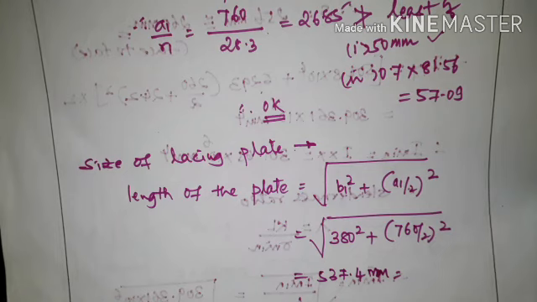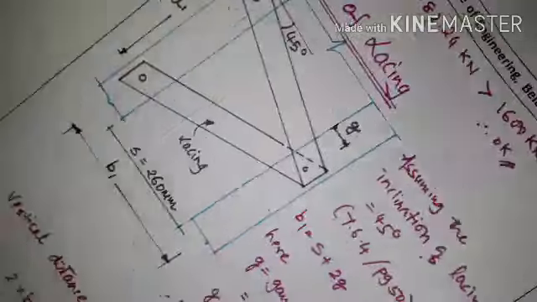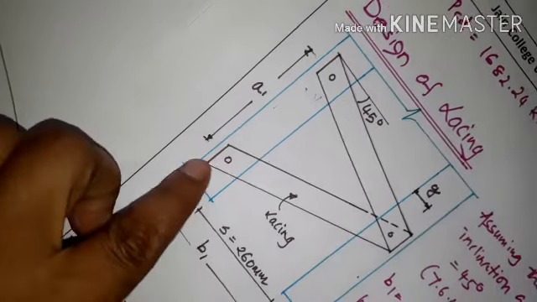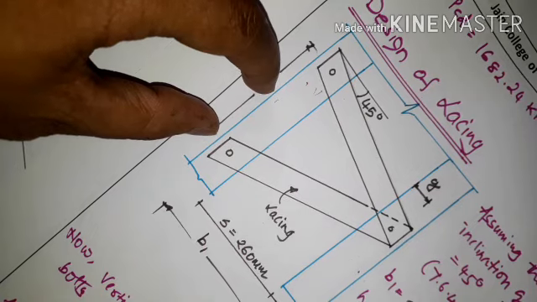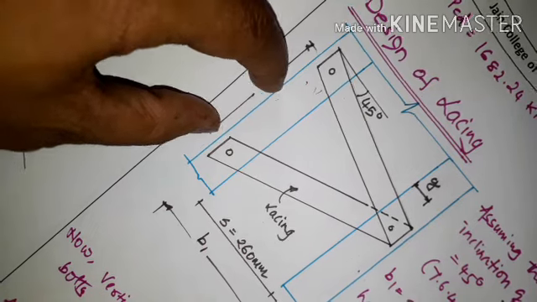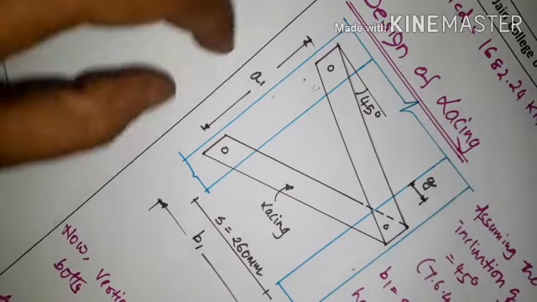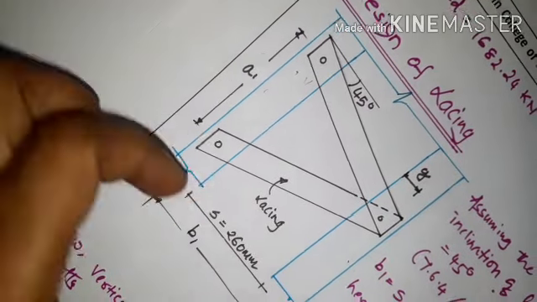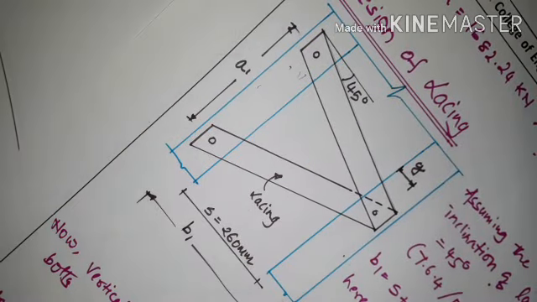How it is, I'll show you here. You can see here, the length of the plate is A1 by 2, because it's 45 degree, A1 by 2, B1, the square root of (A1 by 2) square plus B1 square. So we will get the length of the lacing plate.